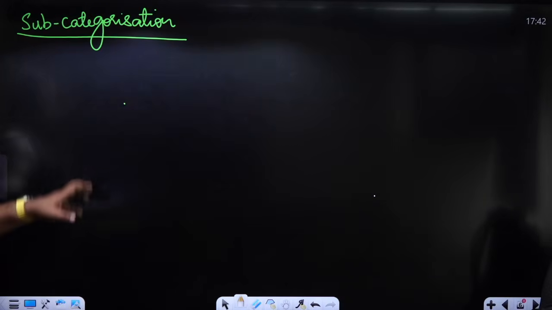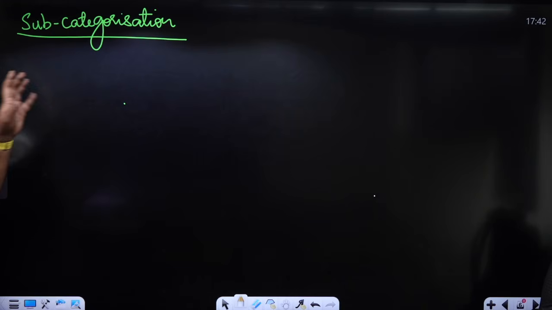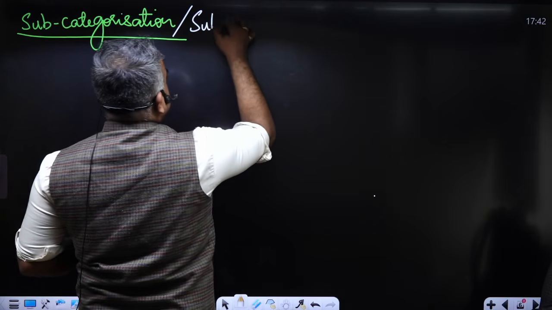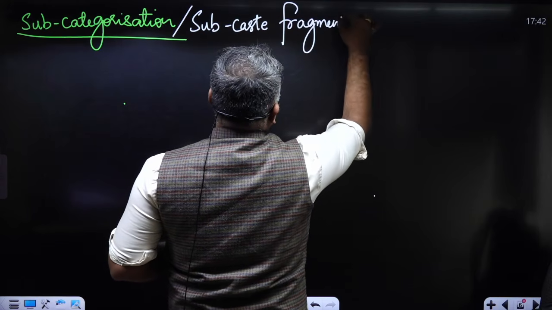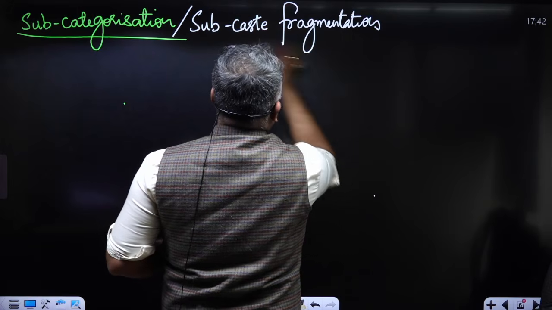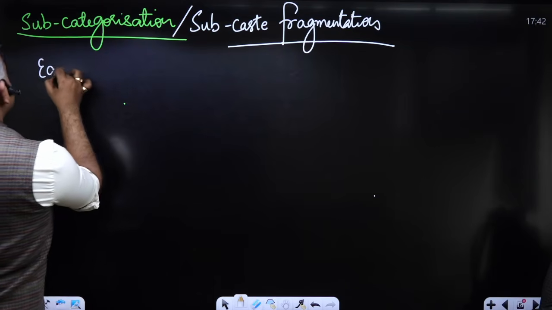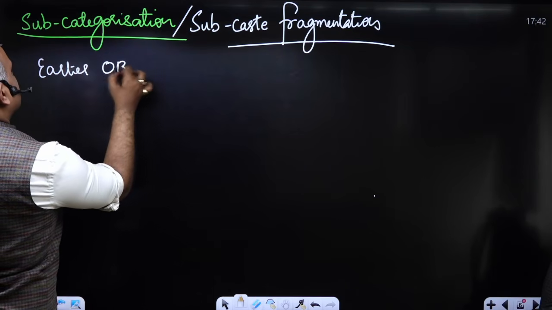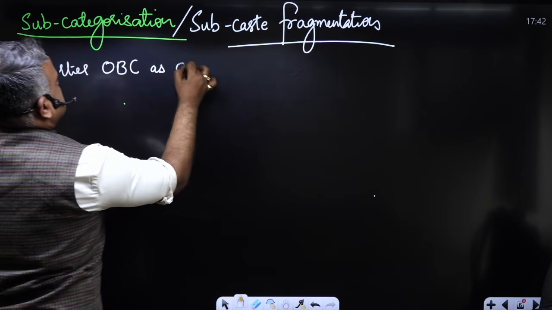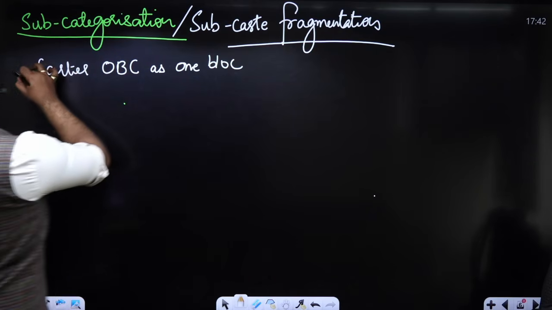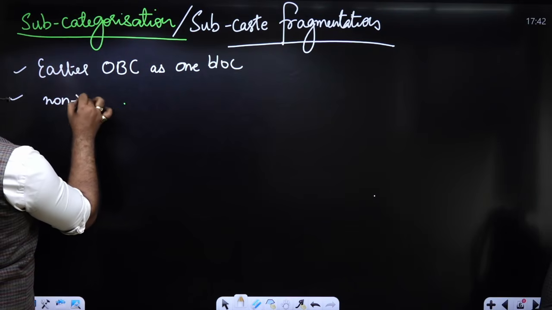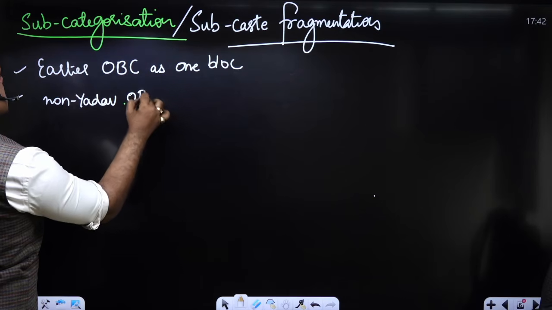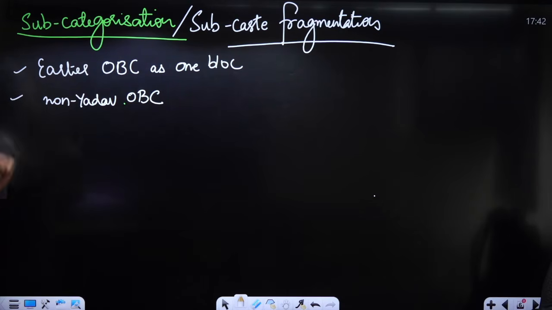Now when I'm saying sub categorization, and even here one is sub categorization and one we can also say is sub caste fragmentation. What is the meaning of this? So earlier, let's say, OBC overall was one block. So then what is the change? Now the change is, for example, we can talk about non Yadav OBCs.